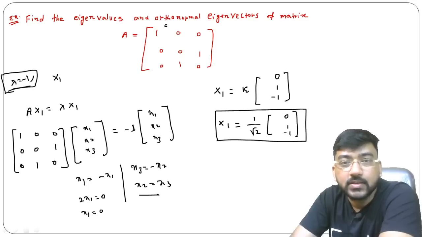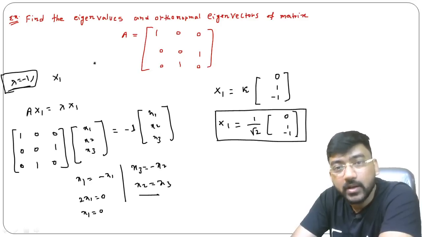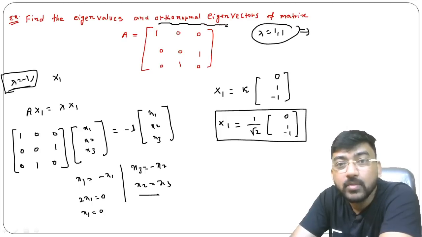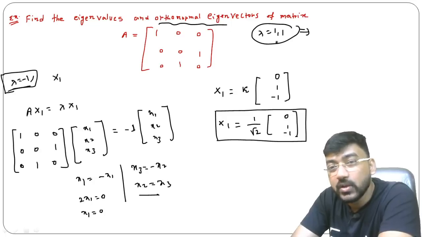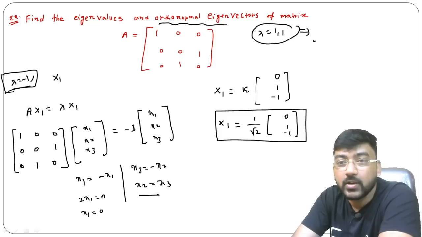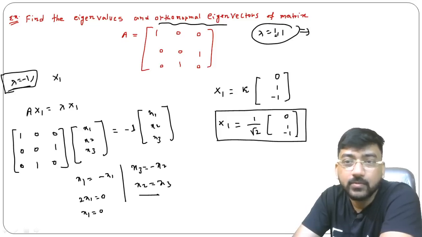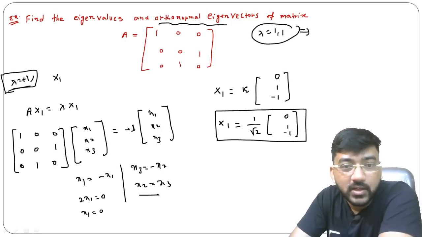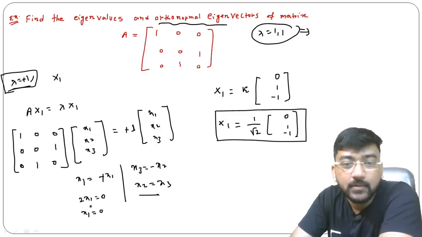But the interesting thing is that we have to find out for lambda is equal to 1 and 1. But you can't say that for lambda is equal to 1 and 1 we will get the same eigenvector, because we have to find out the orthonormal eigenvectors. So we have to find out two eigenvectors that are orthonormal to each other. Okay, so let us first find out for lambda is equal to 1. So if you take here lambda is equal to plus 1, so here will be plus 1, so this will be plus 1, this will be also plus.